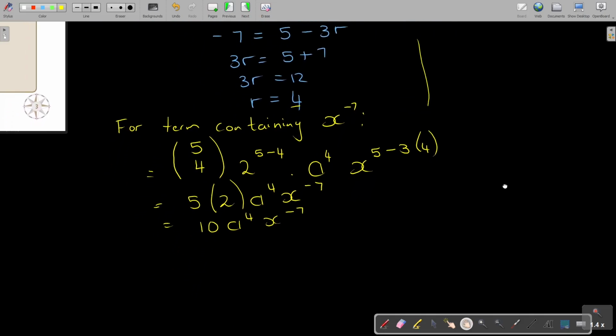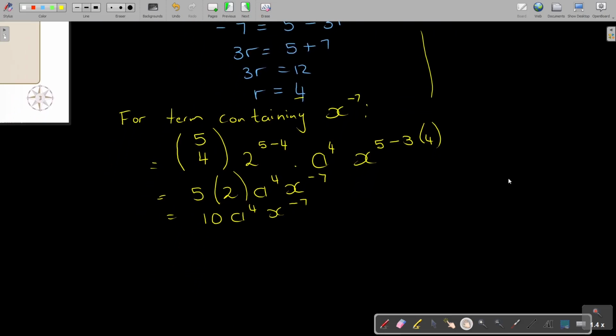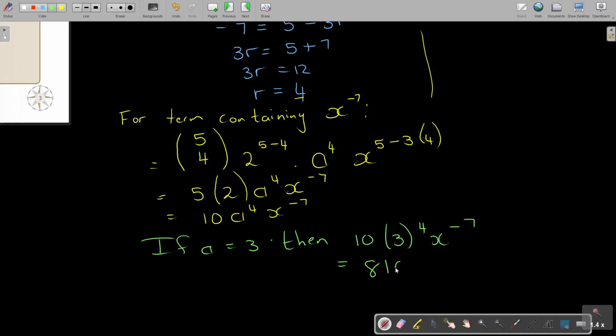And now I'm just going to say, okay, if a is 3, let's see what I get then. Then 10, and I put 3, and okay, we will see what's happening. x to the power negative 7, and that is going to be 810 x to the power negative 7.